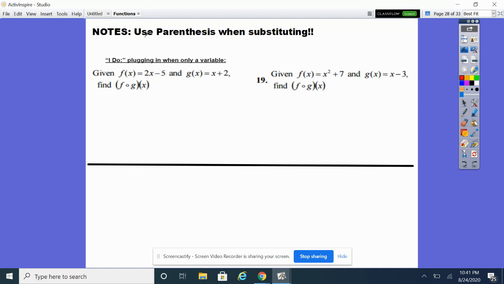All right, so same idea. We're going to use parentheses when we substitute. We're going to take x, plug it into g, and then the result is going to be plugged into f. By the way, before we do that, remember this little circle: f of g of x is how you say that. It's the same as writing f with parentheses, f of g, another parentheses of x, f of g of x.